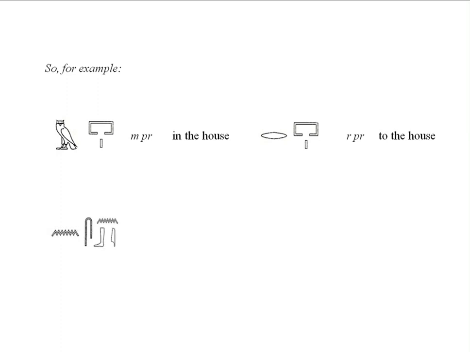Here are some examples. The owl and the schematic house, as seen before, is transliterated as m-pr, for in the house. The mouth and the schematic house is transliterated as r-pr, to the house. This word is transliterated as snbi. This two-part construct is transliterated as n-snbi, meaning for Senbi. This two-part construct is transliterated as in snbi, for by Senbi.